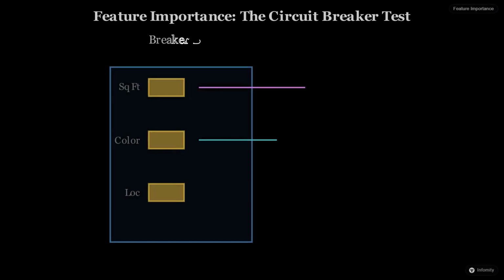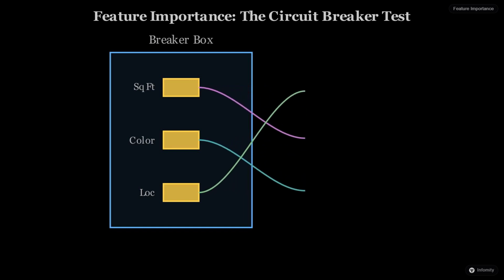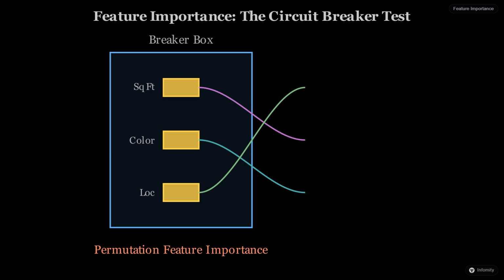Instead of just turning a switch off, data scientists often use a technique called permutation. Think of it like swapping the wires behind the breaker box so they lead to the wrong rooms. If the model gets confused and the lights start flickering randomly, it proves that feature was vital.